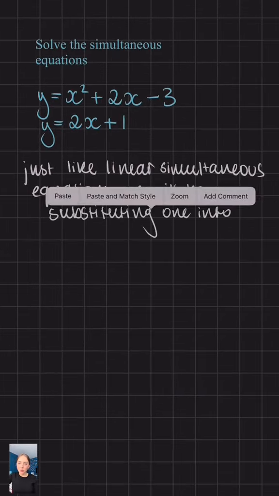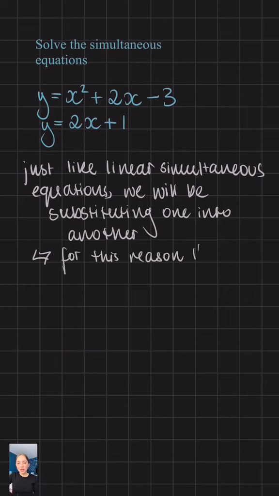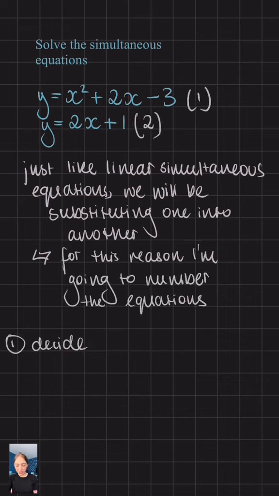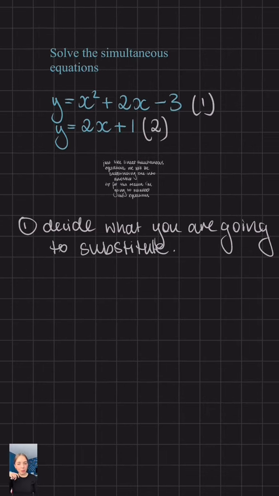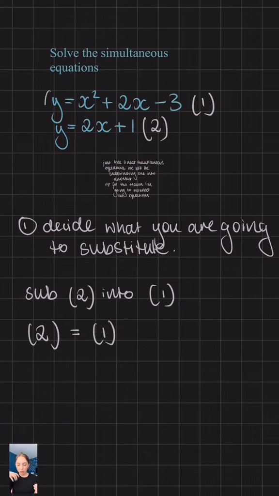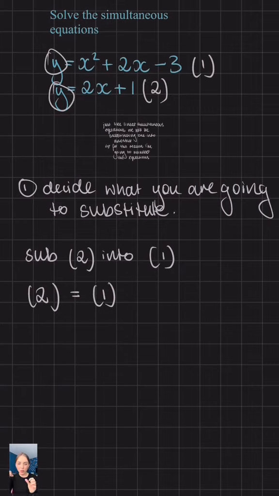So for this reason, I'm going to call them equation 1 and 2, so that way we can tell our examiner what we're substituting into what equation. Now that you've done this, your first step is to decide what you're actually going to substitute. We can either substitute the y or the x in. Looking at these equations, both of the equations are equal to y, so for that reason we can equate the equations together or substitute the y in our first equation with 2x plus 1.